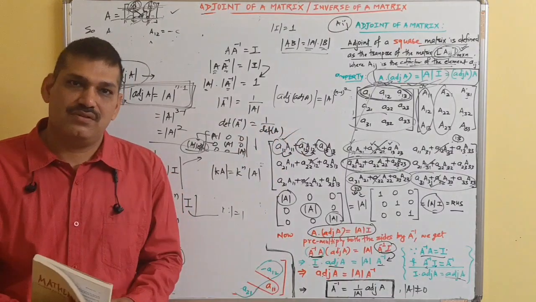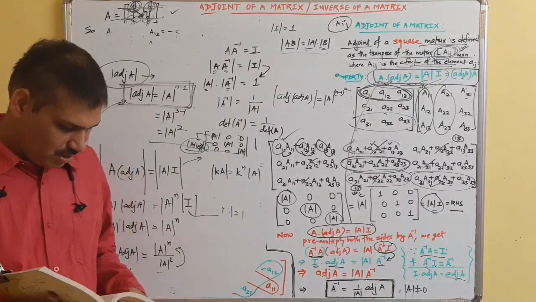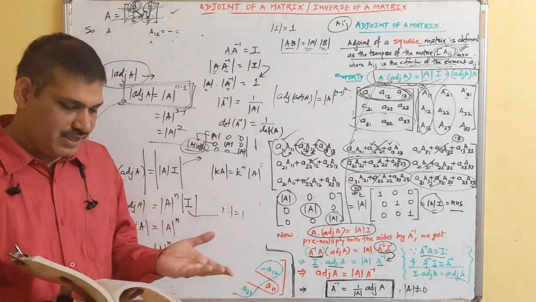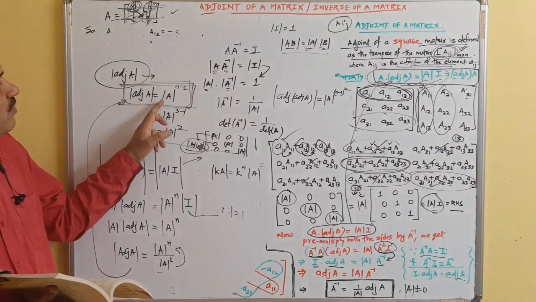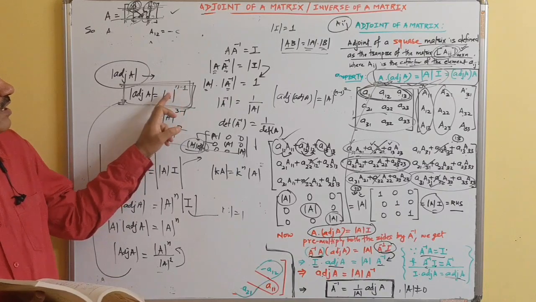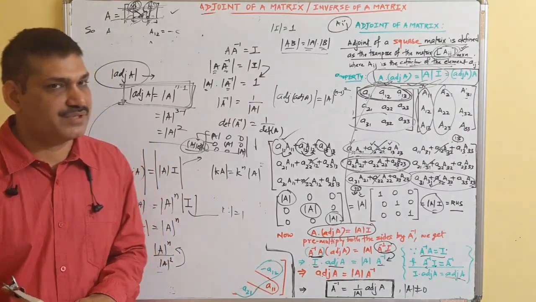Now we'll proceed to the 17th MCQ. The value of the determinant of adjoint A, when the order of A is 3, is equal to determinant A raised to n minus 1. So determinant A raised to 3 minus 1, that is determinant A square. So B is the correct option.